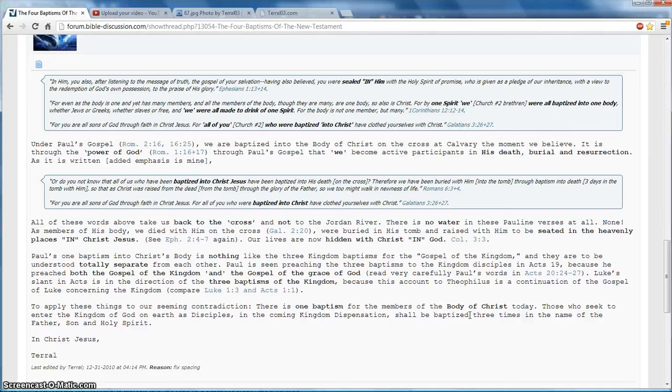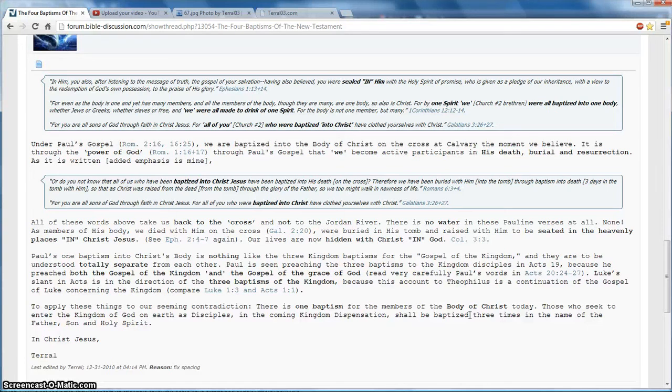Hey, there is no water in these verses at all. As members of his body, we died with him on the cross. We were buried in his tomb and raised with him and seated in the heavenly places in Christ Jesus. Ephesians 2, start at verse 4. Our lives are now hidden with Christ in God. Colossians 3, verse 3. Start at 1 and go to 4.